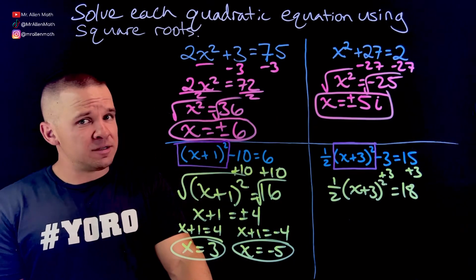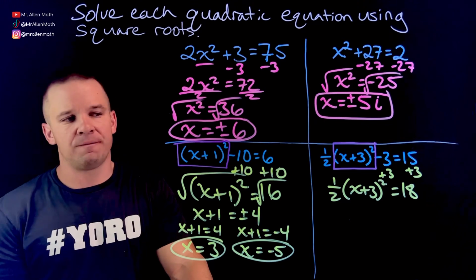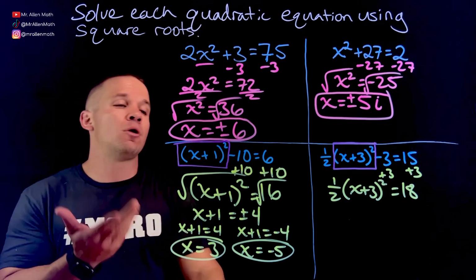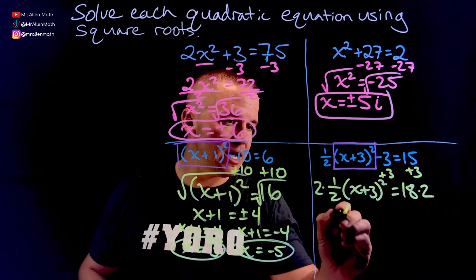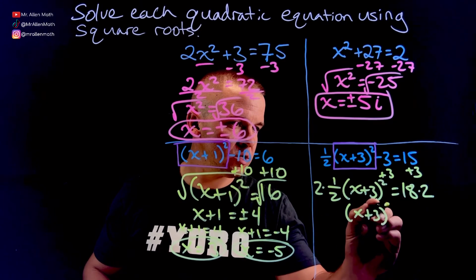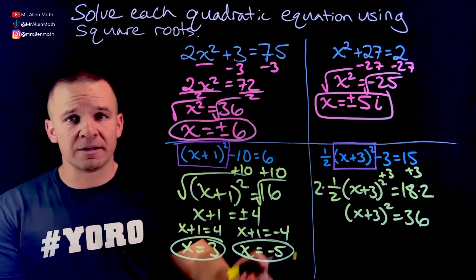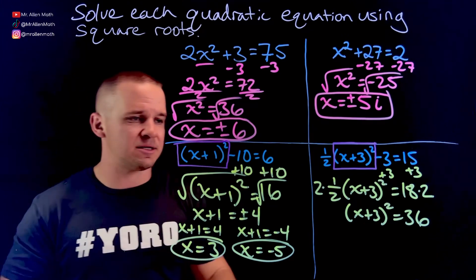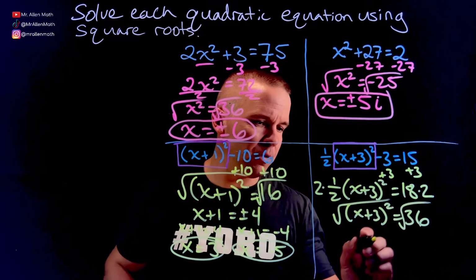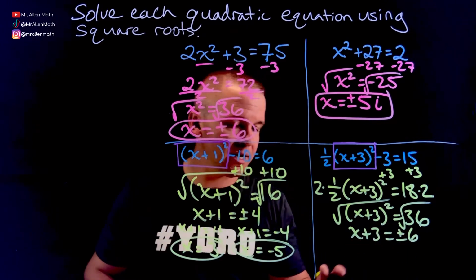Do I have the contents of the purple box on its own side yet? No, the 1/2 is still chilling there. Got to deal with it. We can either think of divide by 1/2, or I like to say maybe multiply by 2 on both sides. Now I got x plus 3 squared equals 36. Do I now have the contents of that purple box on the left-hand side by itself, nothing else? Yes. So I can square root on both sides. I get x plus 3 equals plus or minus 6.